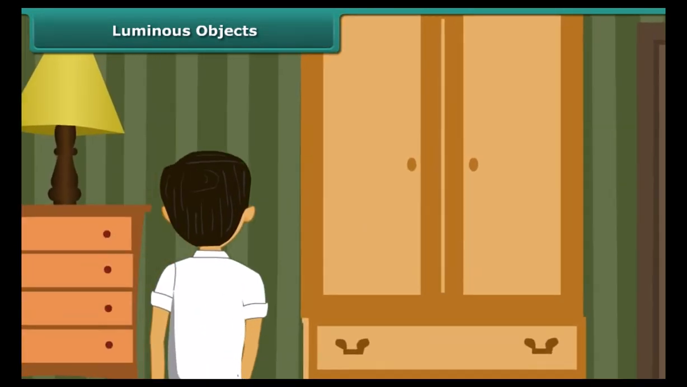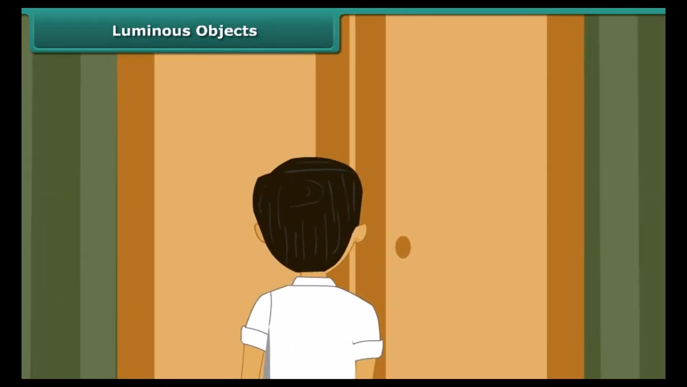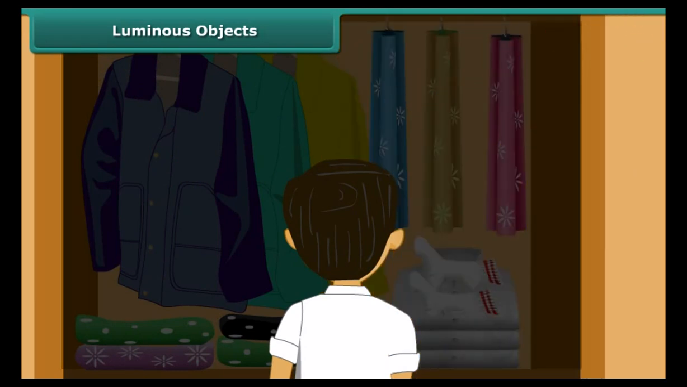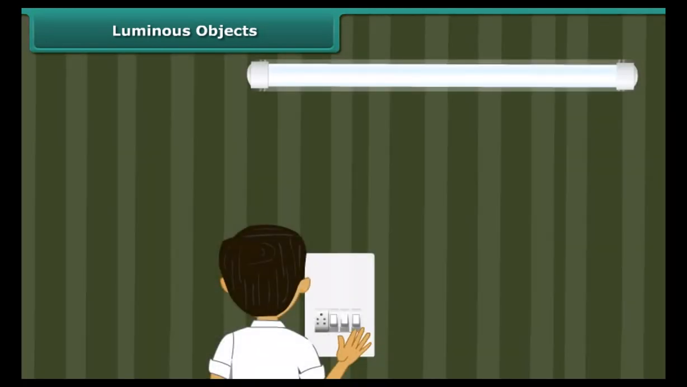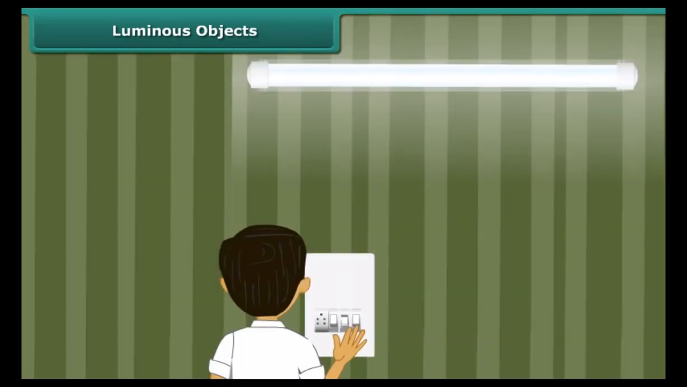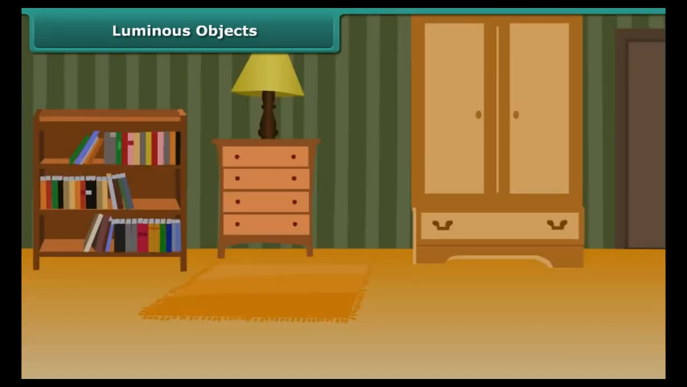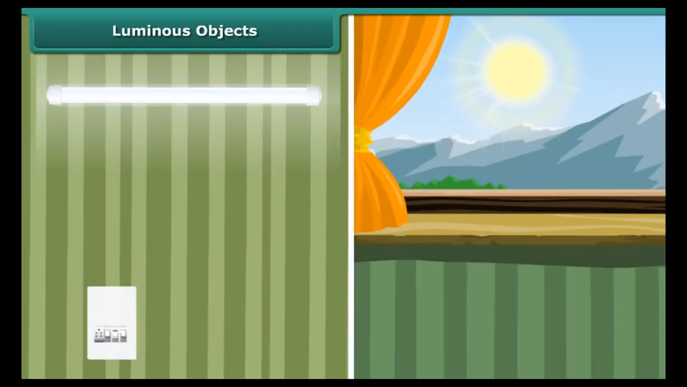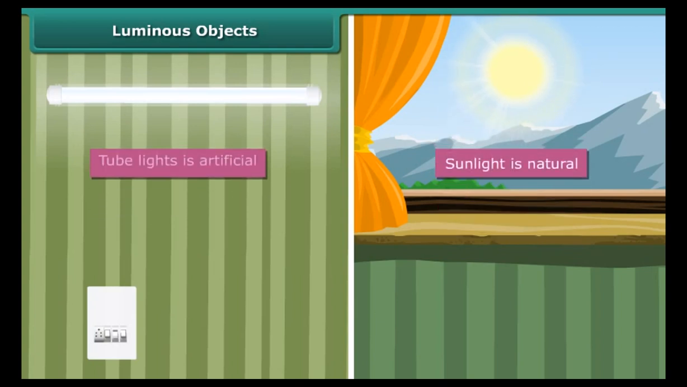You are getting late for school. You're not able to find your socks. You search for them in the cupboard. Since the cupboard is dark, you switch the tube lights on. Once you locate the socks, you switch the lights off because there is sufficient daylight. We just talked about two types of light: the light from the tube lights and daylight, which is the light from the sun.